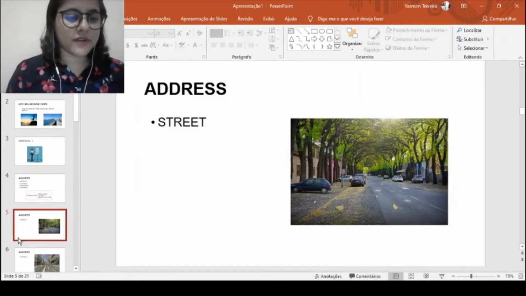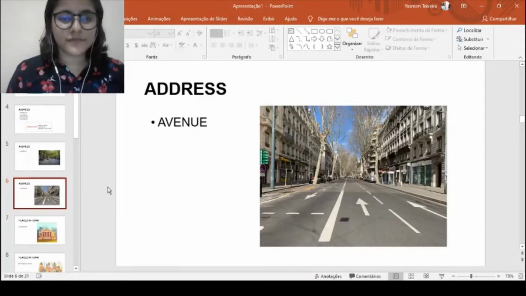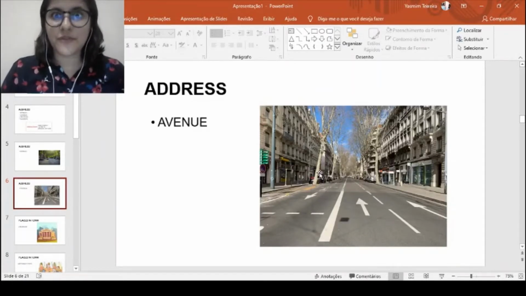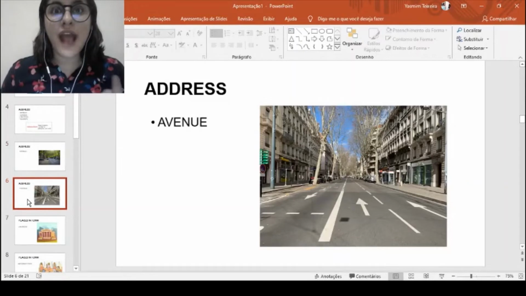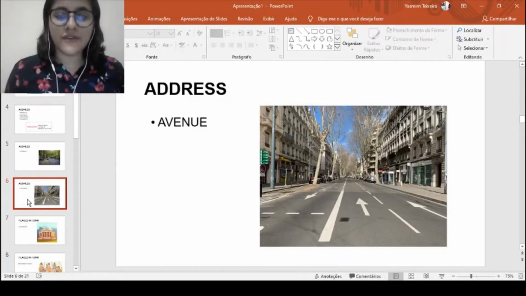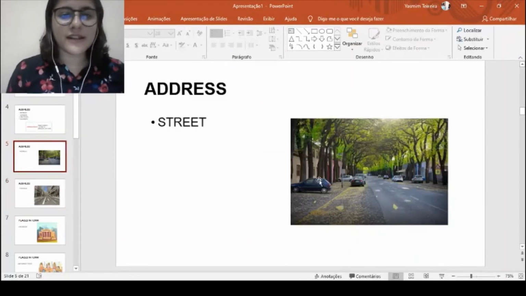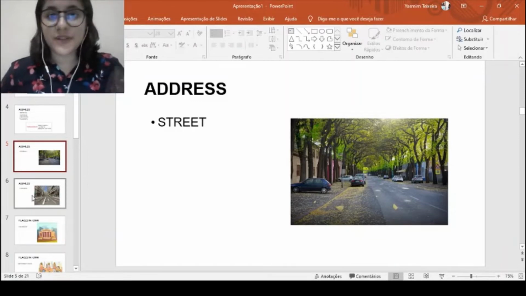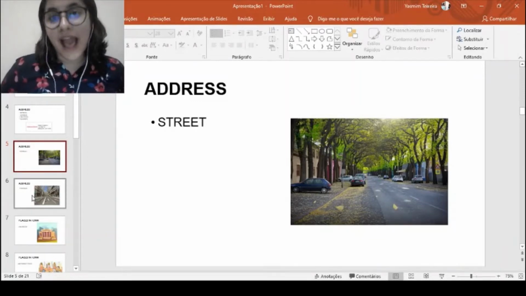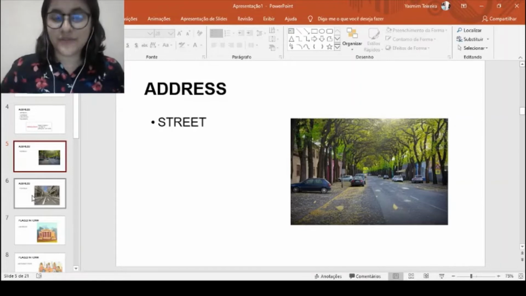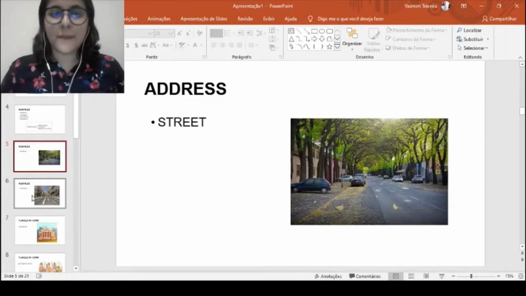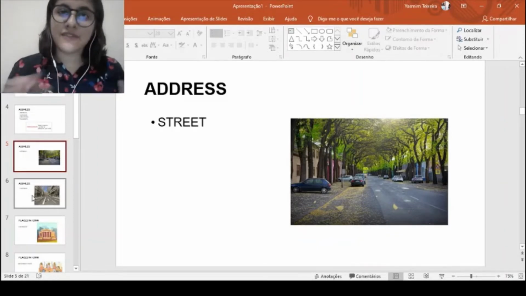And we have an avenue. Let's repeat with me. Avenue. Do you live on a street or an avenue? Your house fica in an avenue or in a street? The difference between the two is that a street is small and an avenue is big, a large street. I live on an avenue. My address is Avenue.